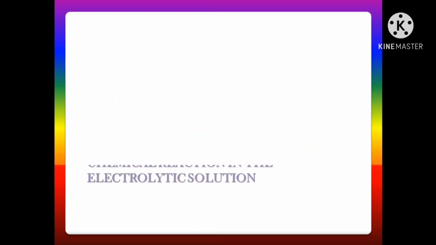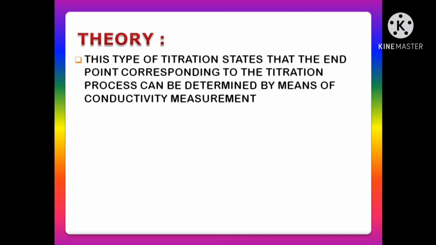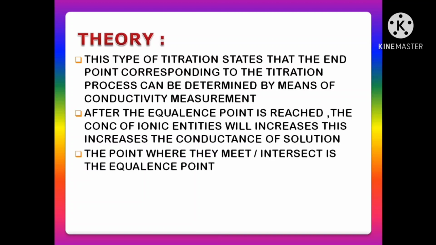Theory. This type of titration states that the endpoint corresponding to the titration process can be determined by means of conductivity measurement. After the equivalence point is reached, the concentration of ionic entities increases. This increases the conductance of the solution. The point where they meet or intersect is the equivalence point.